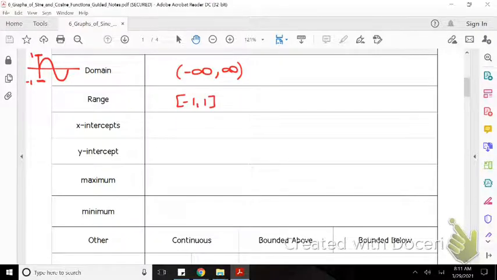Now I'm going to skip the x-intercept for just a minute. Let's go to the y-intercept. It crosses the axis at the origin, so the y-intercept is (0, 0). Now, for the x-intercept, it crosses more than once.